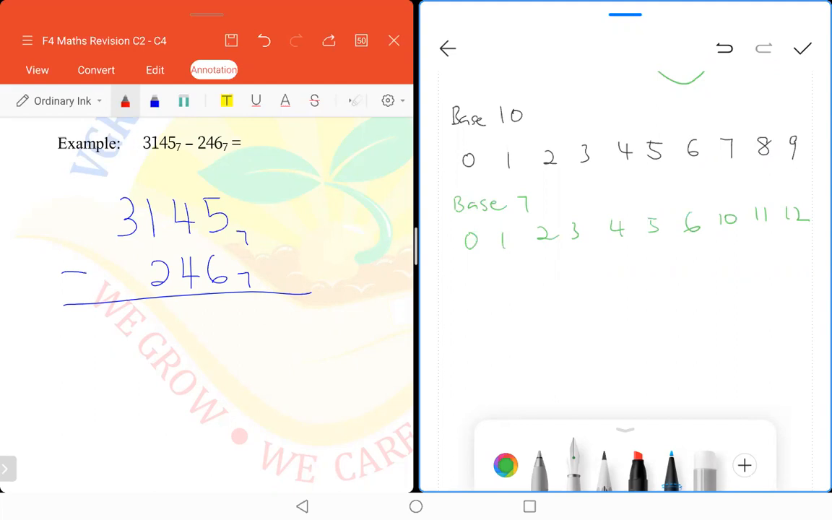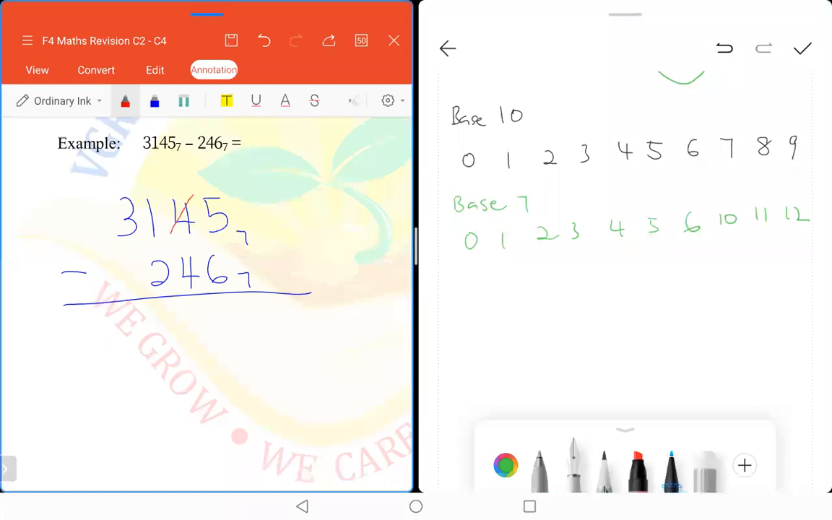5 minus 6 cannot minus. It's insufficient. So you borrow from the other side, becomes 3. But when you borrow now, it's no more 10 because it's not in base 10. It's in base 7. So 5 plus 7, plus first. 5 plus 7 is 12. So write 12 on top. 12 minus 6, 6. Okay, then you continue, proceed.